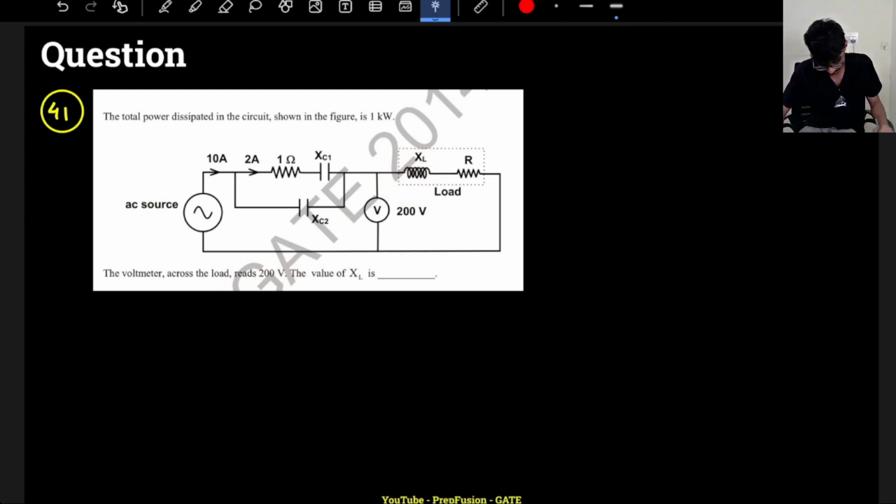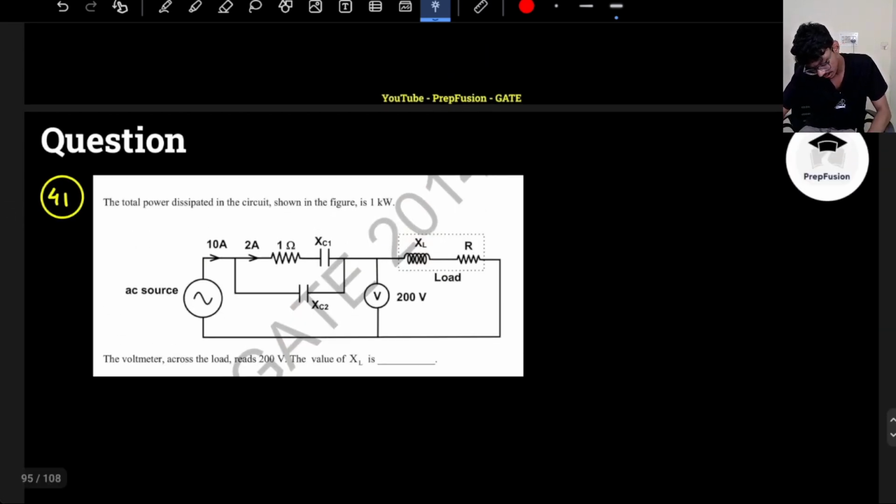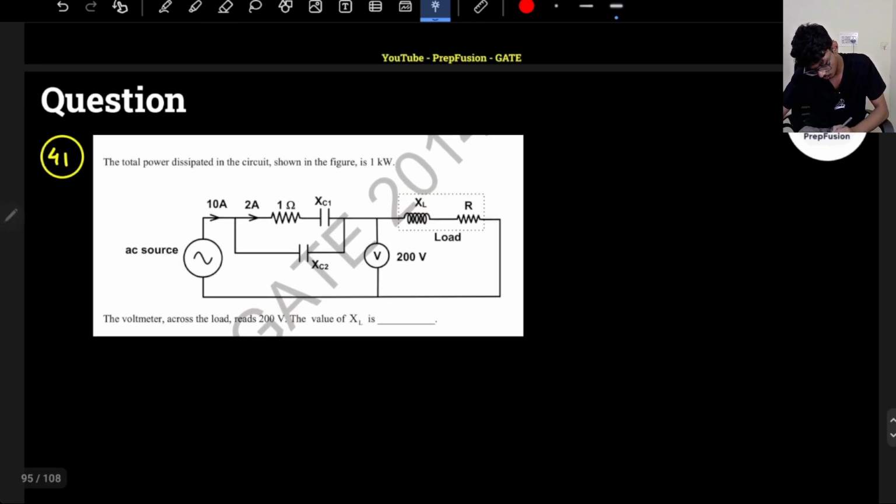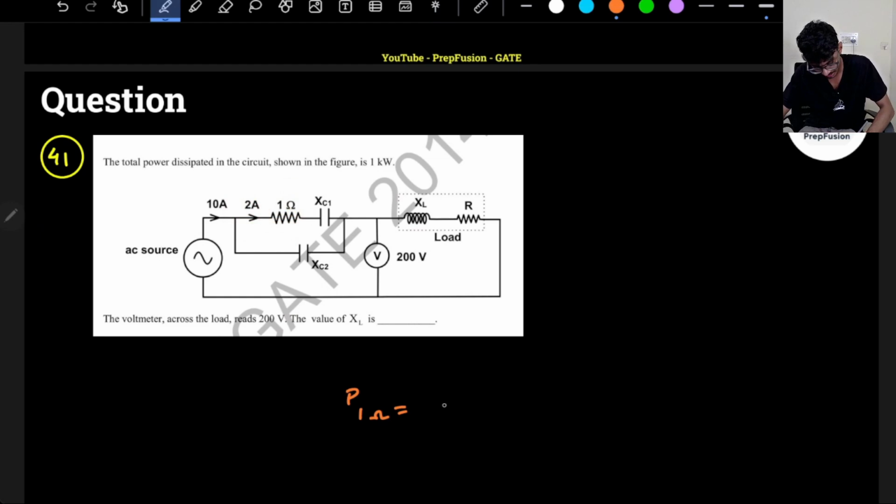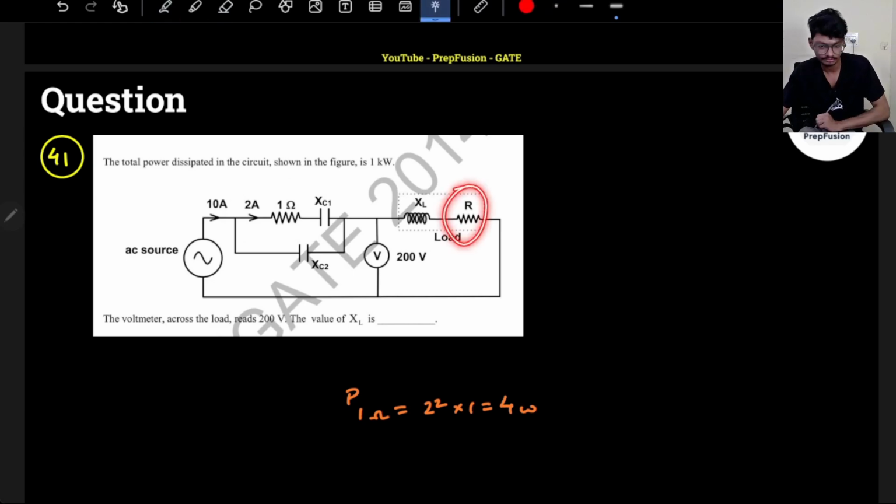So basically, I know the total power sent. This current is 2 amperes across this series circuit. So what is the power delivered to this 1 ohm? Power delivered to 1 ohm will be I square R, that is 2 square into 1. So it is 4 watts.